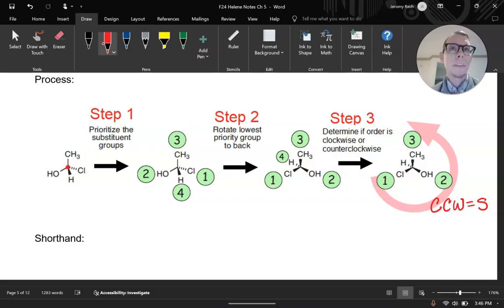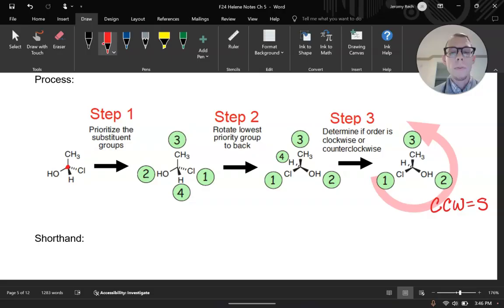This is not a perfect, always-works method, but for our sake, and for the ones I'm going to give you, this is going to work in all of our cases. When it goes a little bit wonky is when your fourth group isn't a wedge or a dash. If it's on a solid line in the plane, then things can get a little wonky. But we'll give you ones that are a lot more straightforward, especially considering the circumstances.